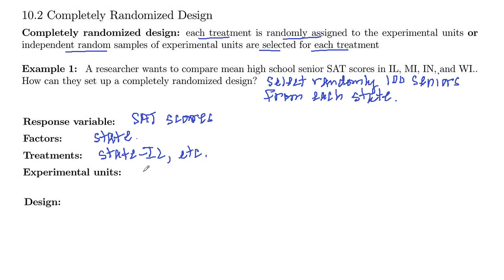Experimental units are going to be seniors. So we're only considering high school seniors. And then the design that we're using here is we've only got one factor, which is the state. So we would call this a single factor, completely randomized design.